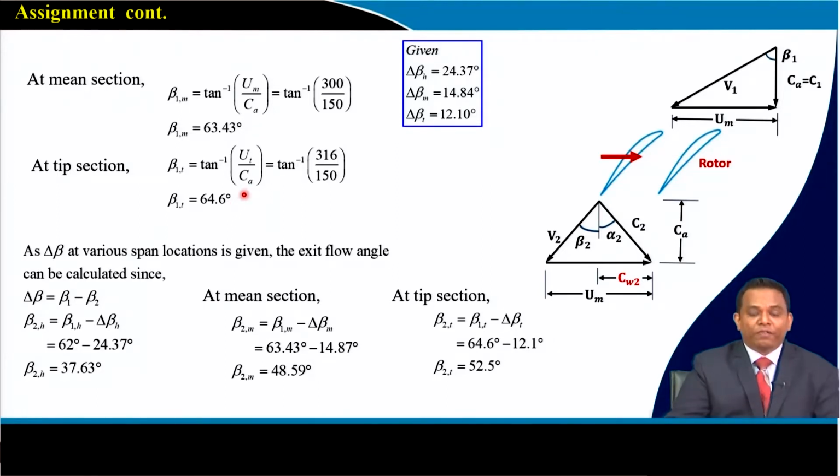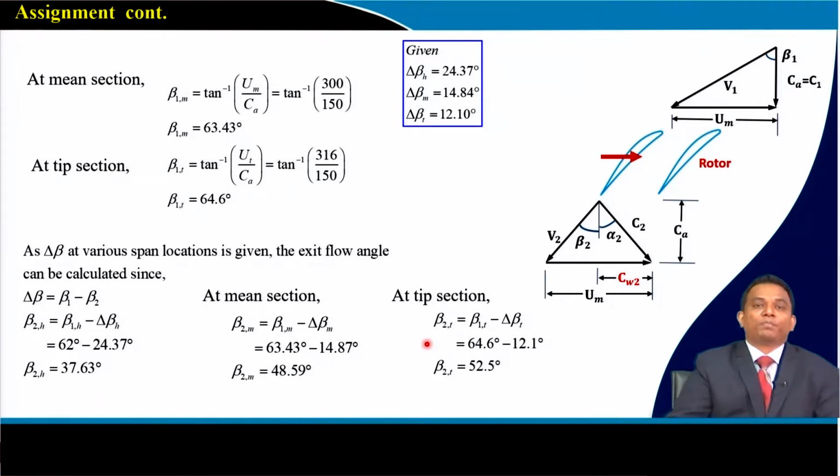Now, we are given delta beta at different stations. Delta beta at the hub is given as 24.37, at the mid station 14.84 degree and at the tip station 12.10 degree. Based on that we can calculate my exit air angle from the rotor. At hub we can calculate that as 37.63 degree. At mid section it comes to 48.59 degree and at tip station it comes to 52.5 degree.